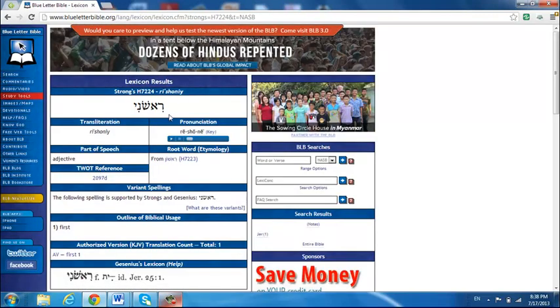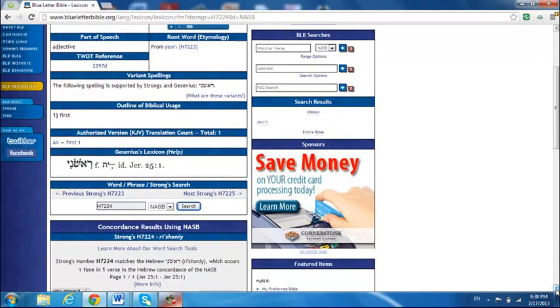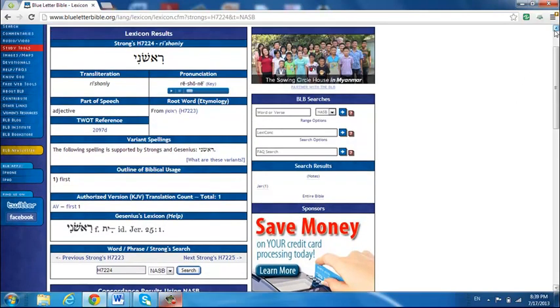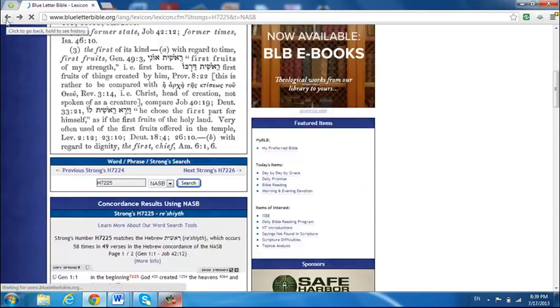These previous Strong's and next Strong's, the value of those is that you might see related words. This is Rishoni, which let's just look at the definition of it. It's a name, it looks like, and so this word basically is not going to be related to Reshit. Let's go back and look at the next word.